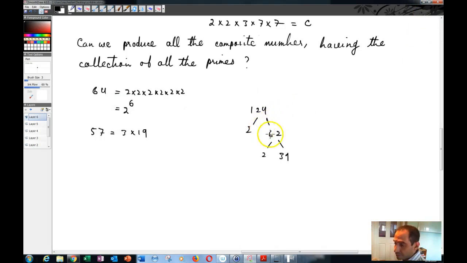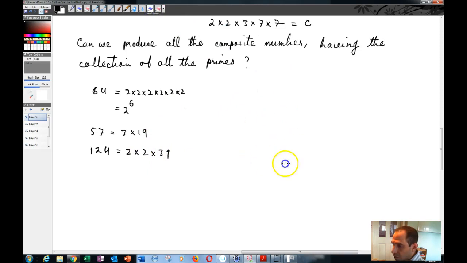Okay, so basically then you can write 124 is equal to 2 times 2 times 31, and you can just keep going. That means that any number, if you factorize it, you will get some number of primes, meaning that any number can be factorized as a product of some primes, or as a product of powers of primes.